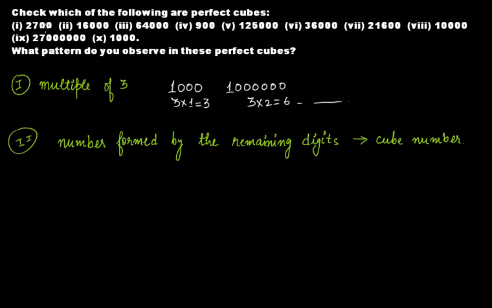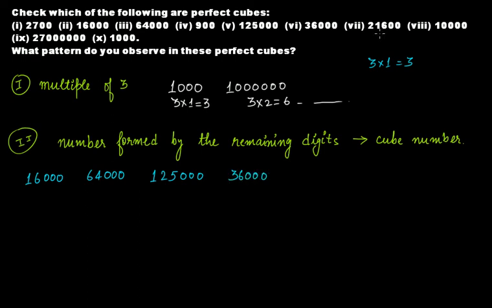Here we have 2 zeros, so it's not a multiple of 3. Ignore it. Then we have 16,000. Okay, we are checking only the first point, not the second point. So here we have 3 zeros, that is 3 multiplied by 1, which is equal to 3. So it's a multiple of 3. Let's take this. Then we have 64,000. Again, 3 times 1 is 3. We have 3 zeros. Then we have 2 zeros, ignore it. We have again 3 zeros, that is 3 times 1 is equal to 3. So 1,25,000. Then we have 36,000. Yes, take this.